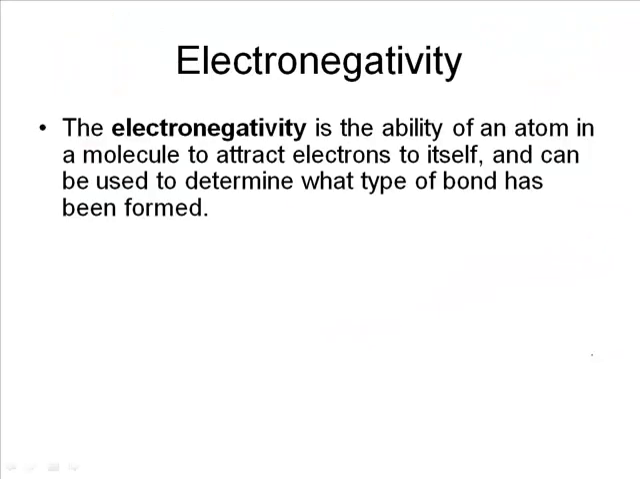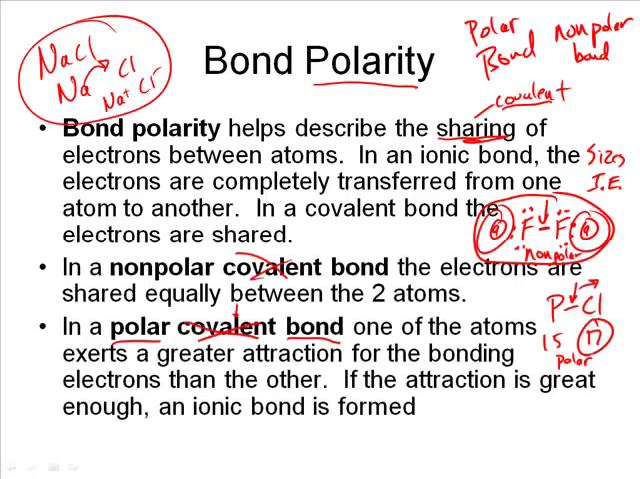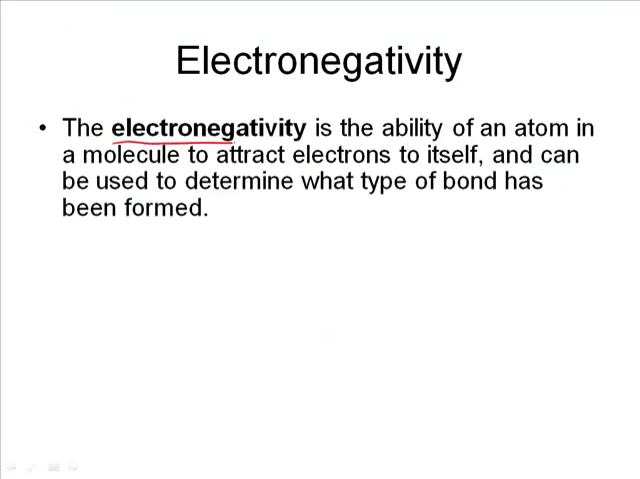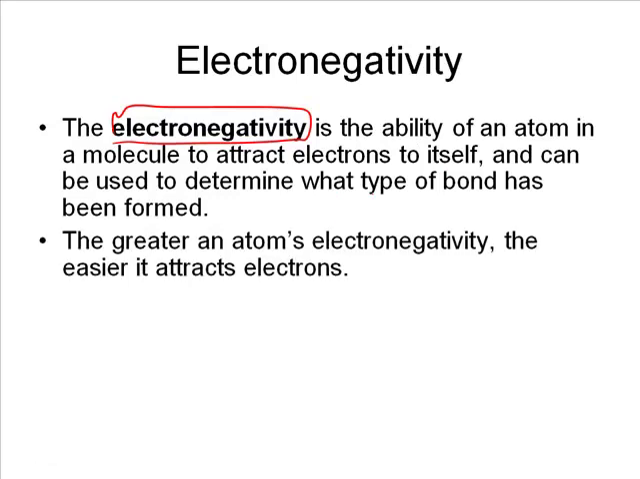And what that means when we come back here and talk about this one's pulling stronger or these are being pulled equally, what that is referring to is the electronegativity. When we talk about electronegativity, we're talking about the ability of an atom in a molecule to attract electrons to itself, and it can be used to determine what type of bond has formed. The greater the atom's electronegativity, the easier it attracts electrons.